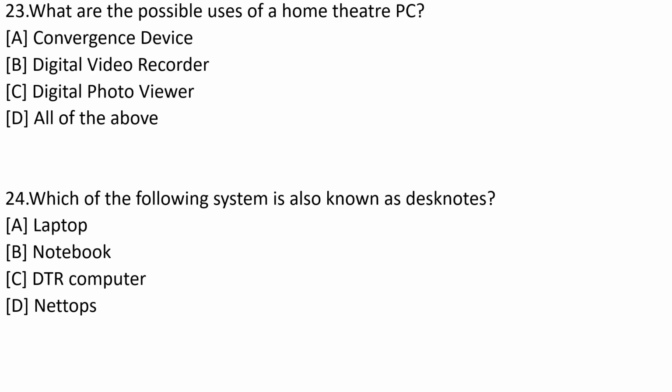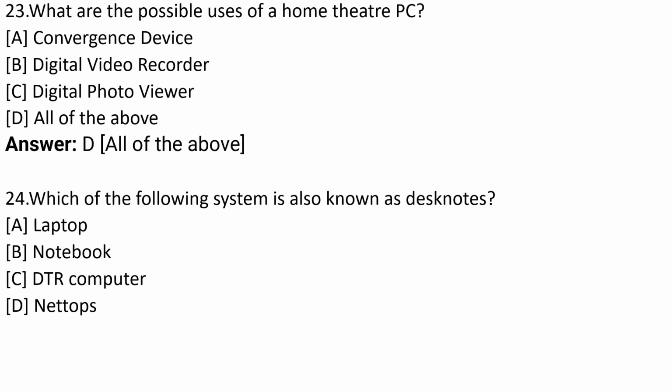Question number 23. What are the possible uses of a home theater PC? Option A, convergence device. Option B, digital video recorder. Option C, digital photo viewer. Option D, all of the above. And the answer is option D, all of the above.